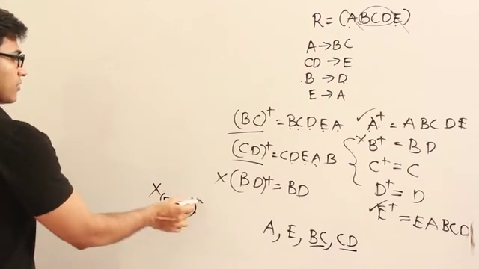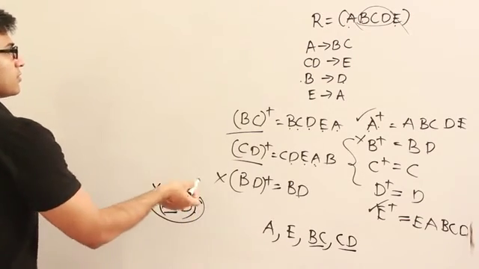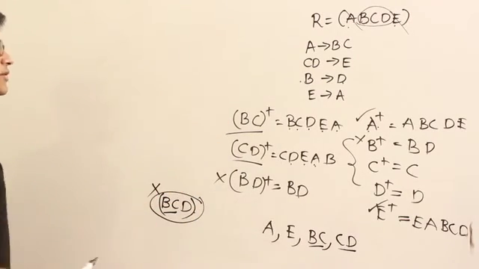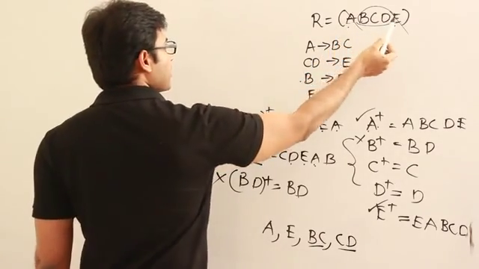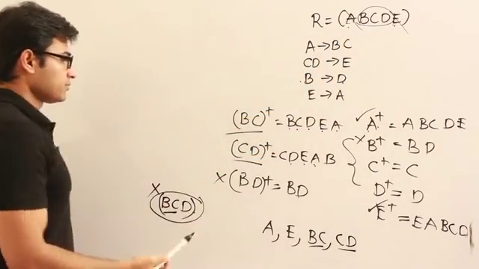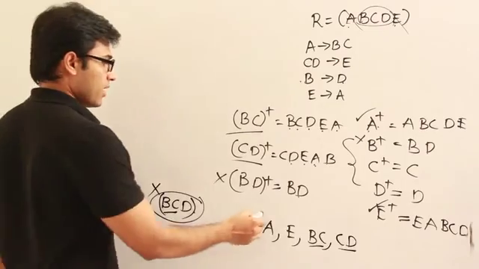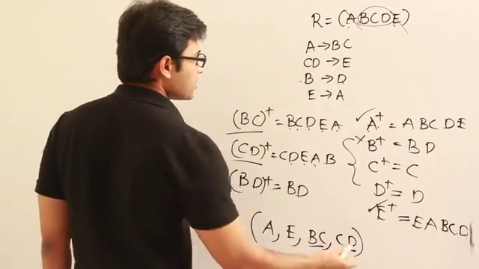So 3 attributes are not possible, and similarly 4 attributes and 5 attributes are not possible, because 4 attributes will definitely include either A or E, and 5 attributes will also include A and E. So we have only 4 candidate keys: A, E, BC and CD. Got it?